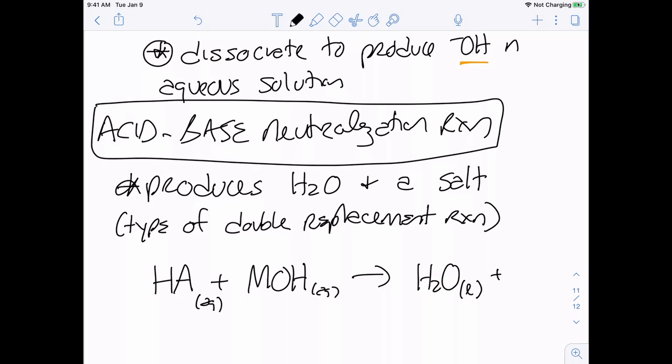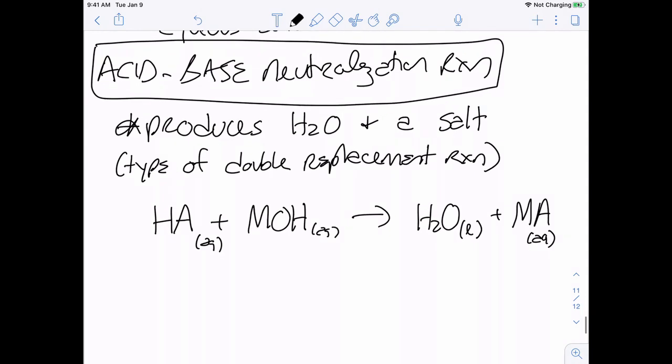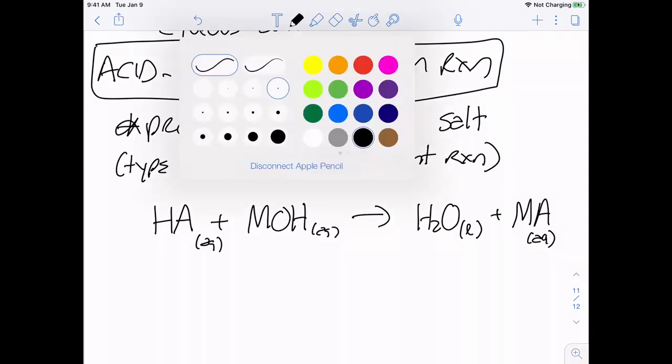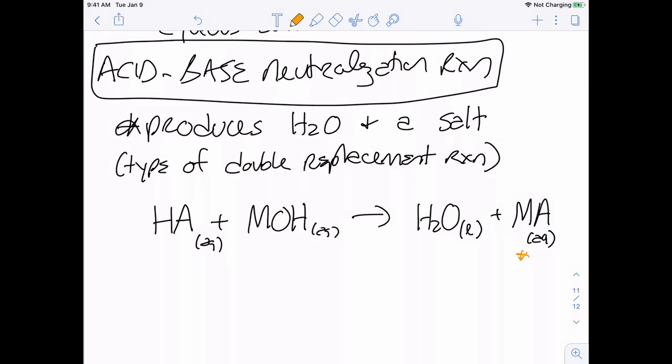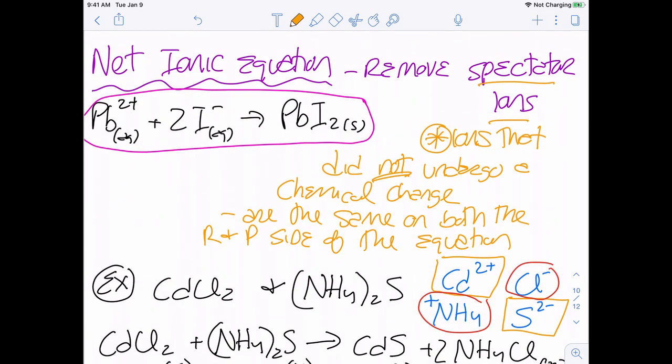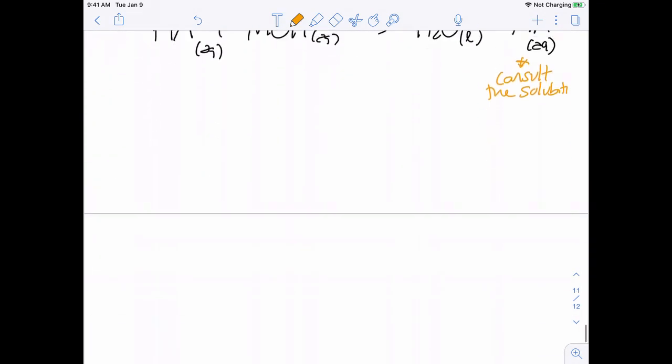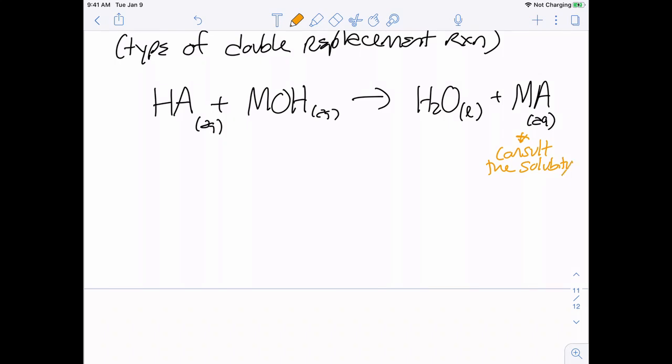And then my salt, you would need to actually consult your solubility rules to see what this would look like. It's usually going to be soluble, but it could be an insoluble salt. That is possible. So for this one, let's put a little asterisk on there. You do want to consult the solubility rules. Oop, totally didn't leave enough room there for that one. Sorry, guys. Solubility rules.